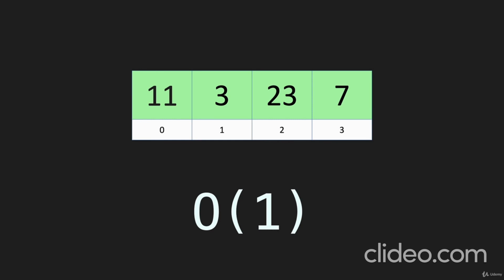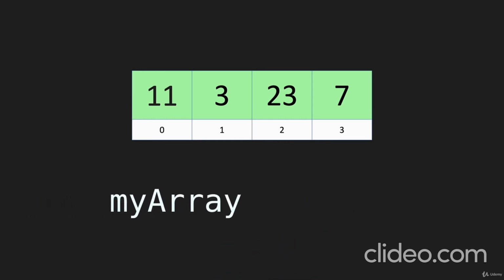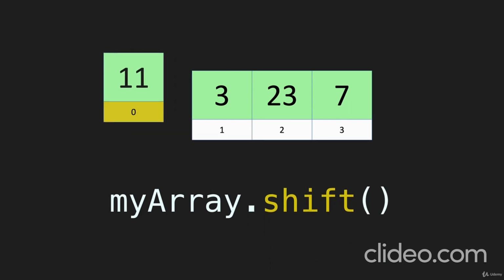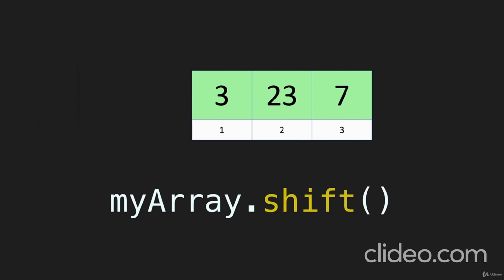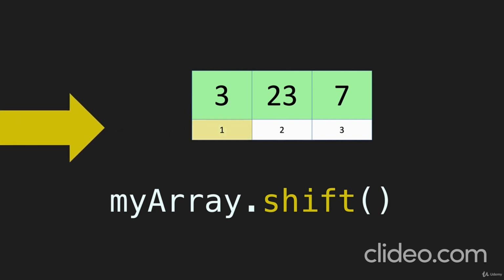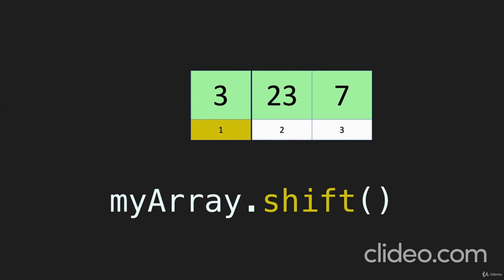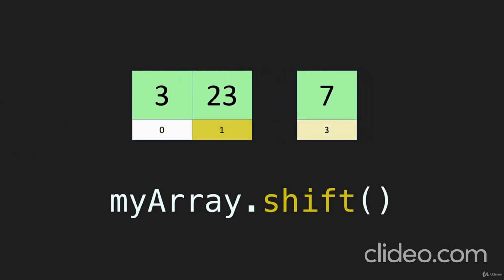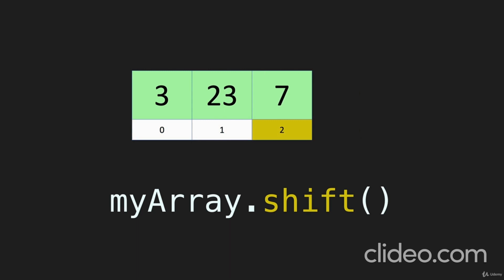And because of that, push and pop are both O of 1 operations. But it's different on the other end of the array. So let's bring up myArray, and we're going to shift that first item off of the array. When we remove this, the problem we have is that this index is incorrect. The first item in the array should be 0. So this has to be reindexed to 0. And the next item has to be reindexed, and the next item.